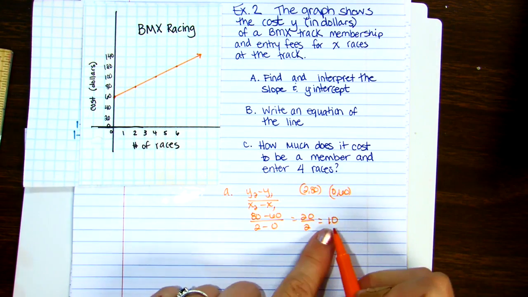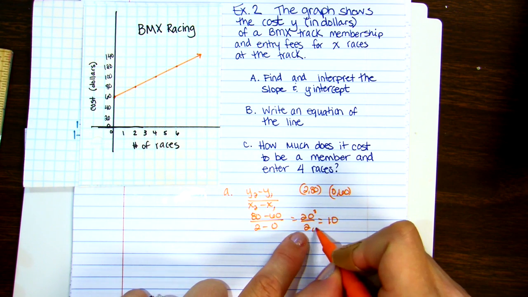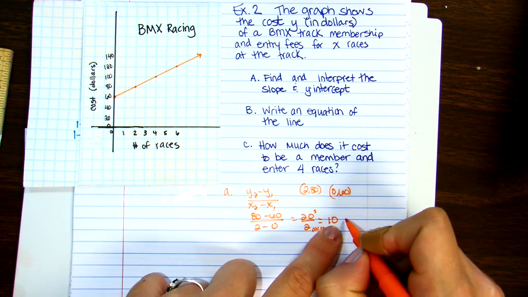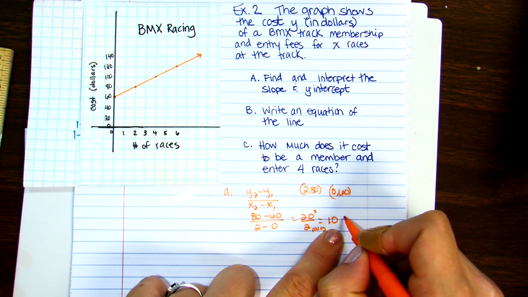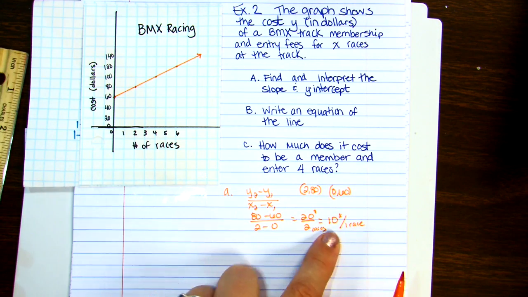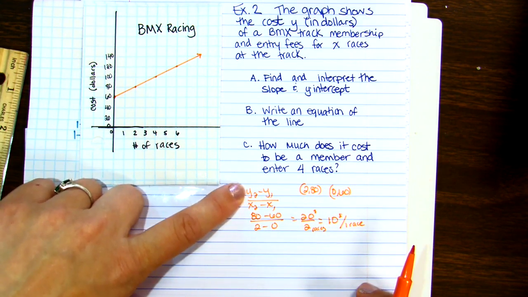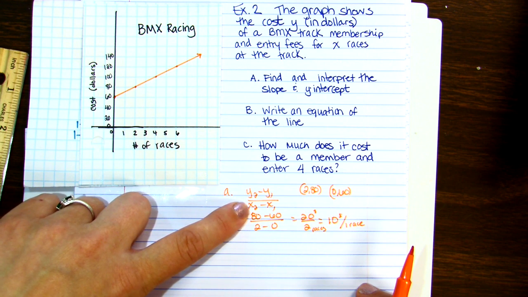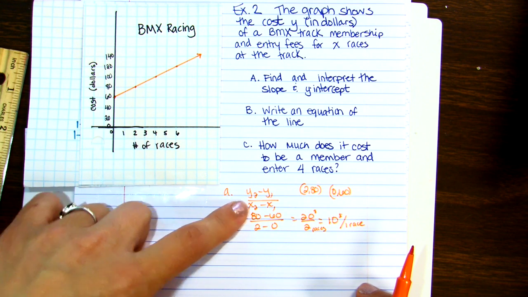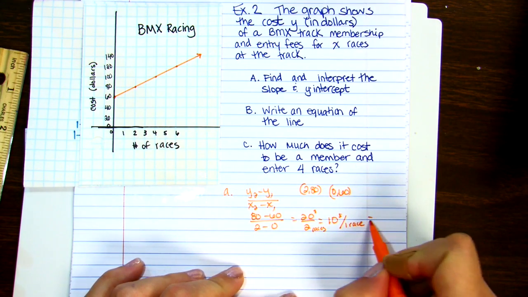or 10. If we think about our units on this, this is $20 for 2 races, or another way, once it's simplified, is $10 for every 1 race. If you think about what those units actually mean, our y represented cost, x represented the number of races, cost per race. So our slope means you're paying $10 per race. So that's our slope.